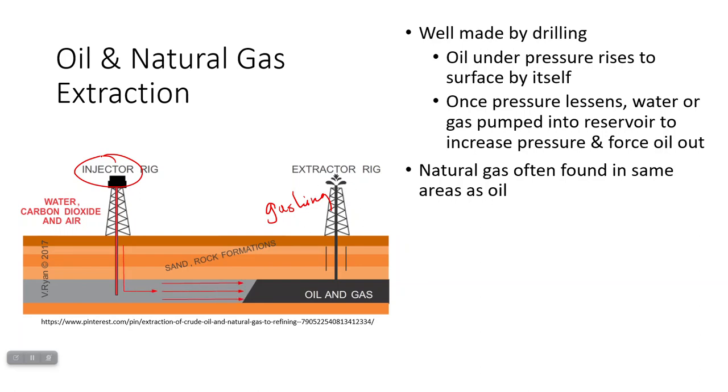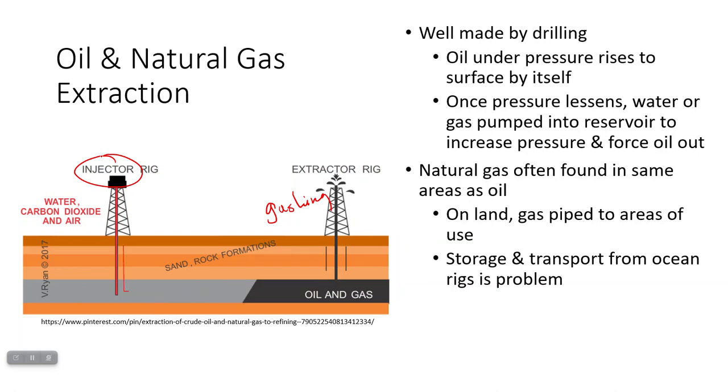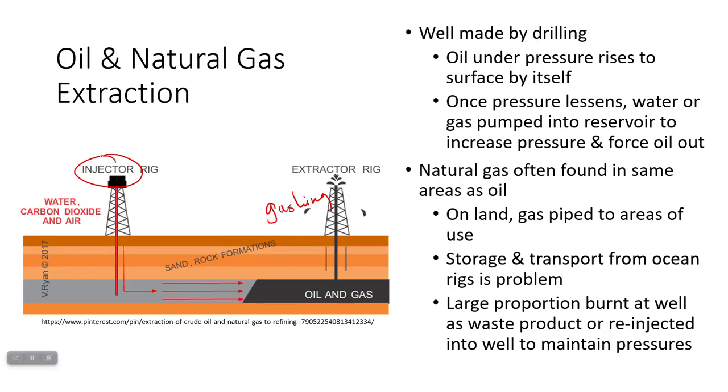Natural gas is usually found in the same areas as oil and is produced from the same formations. On land, a lot of times that gas is piped to areas where it can be used, but with offshore drilling with ocean rigs, that storage and transport of natural gas can be problematic. So, unfortunately, a lot of it is just burnt at the well as a waste product, or sometimes it's captured and re-injected into the well to maintain pressure.